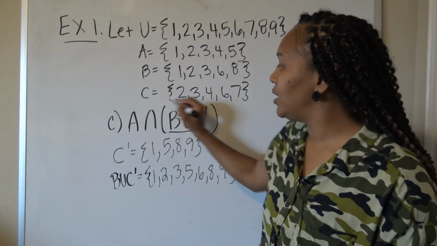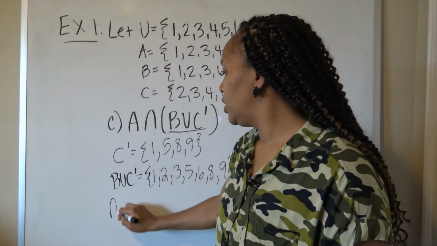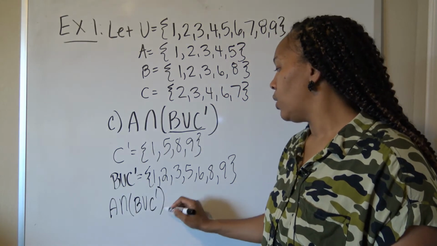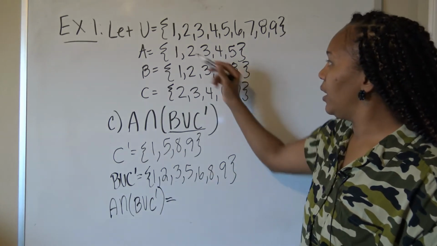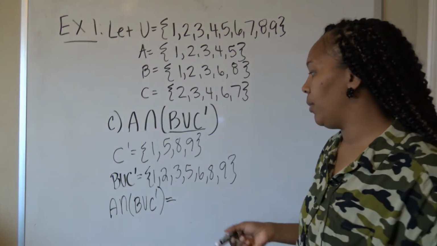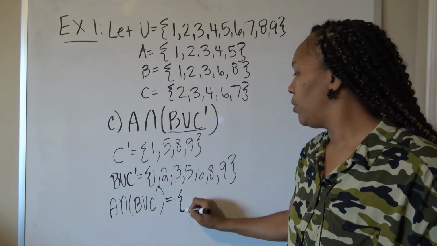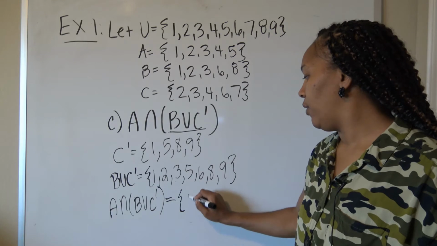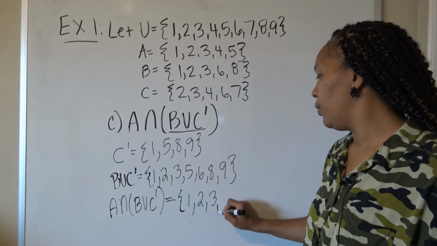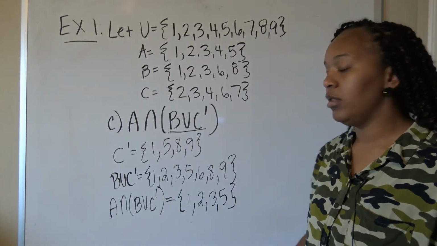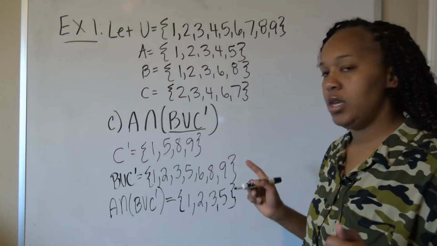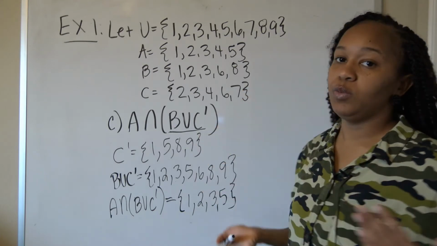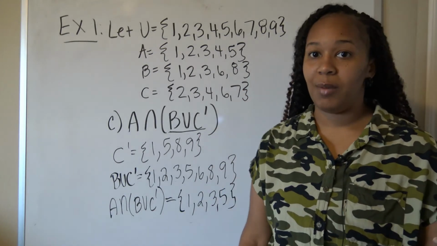And so now I could do the overall picture, which is to take A intersect B union C complement. So I want to take the intersection of this set and A. So basically see what do they have in common. So they both have 1, because A has 1, 2, 3, 4, and 5. So these are going to be the only 4 that they have in common: 1, 2, 3, and 5. So that would be A intersect B union C complement. And so this is how you will perform operations with 3 sets. These are just some examples, but there's a lot more that you can do.